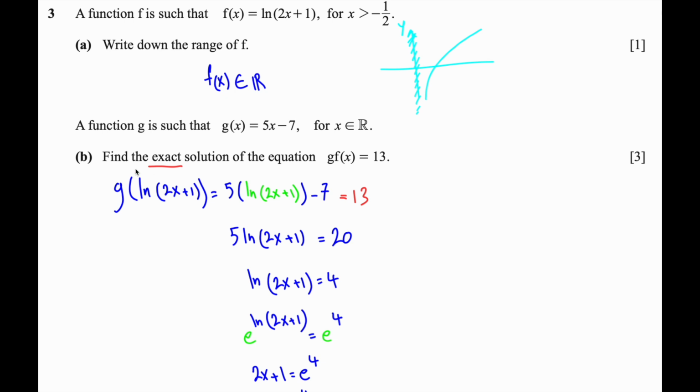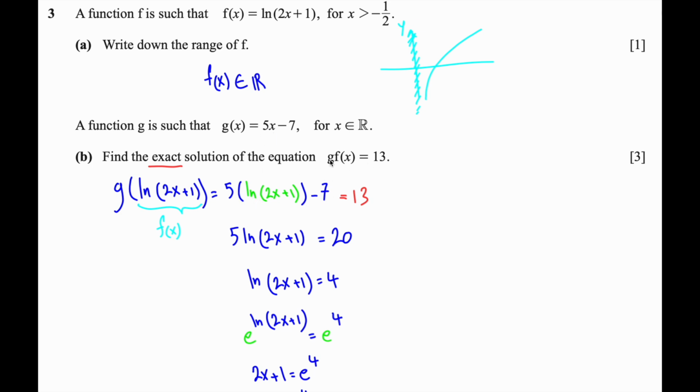In part B, I have to find the exact solution of the equation g of f of x equals 13. So the first thing I need to do is substitute f of x into g, because that's what this composite function is telling me to do. So instead of g of x, I just write g of f of x, and this is f of x, which I'm given its expression in the previous part. And then after that, you need to replace all the x's in g of x with this guy, because this is my new entry or the input. So I get 5 times this minus 7.